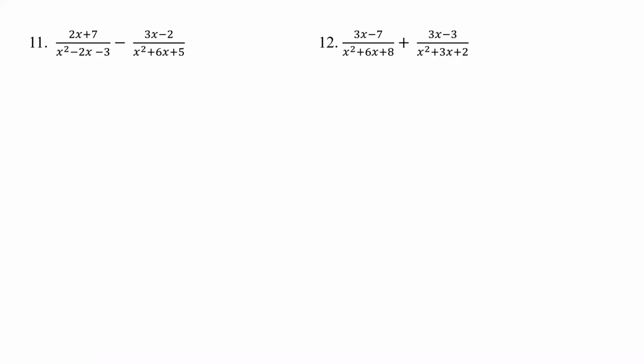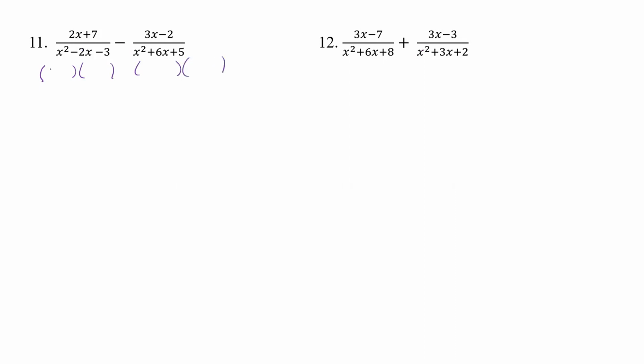Okay, now let's finish off this section. It got rather long. So what we need to do is subtract these two rational expressions. And so what we have to do is find our LCD. So first thing we need to do is factor each of our denominators.